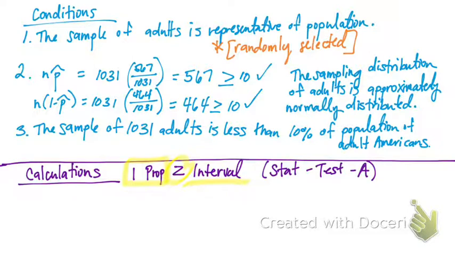Wait, what did we put this in? Hold on, we haven't gotten there yet. So I'm going to write the formula by itself, so if you need to go back in the notes, you can. The formula by itself is p hat plus or minus z star times the square root of p hat times 1 minus p hat over n. So you're going to write the formula by itself, always.